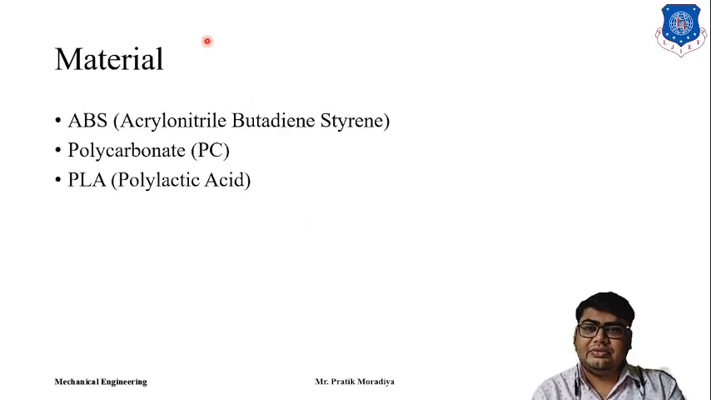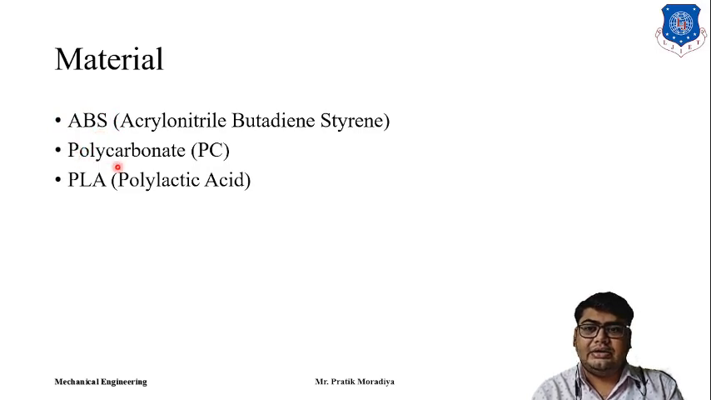Which materials will be used in FDM? So there are mainly three materials, polymer based materials. One is ABS, that is acrylonitrile butadiene styrene. This is the most commonly used material in FDM, and this is the industry standard.